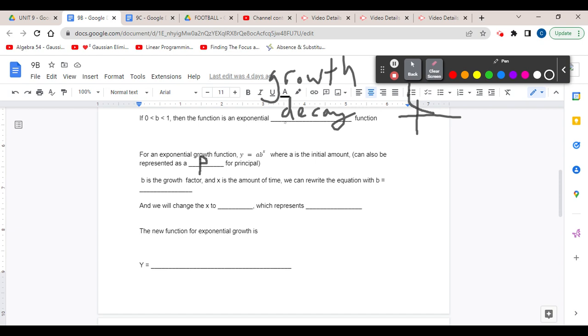Okay, b is a growth factor. Growth factor is how much it grows. So b is going to be equal to 1 plus our rate. That's going to be for growth. If it's for decay, which we'll talk about a little later, it'll be 1 minus our rate.